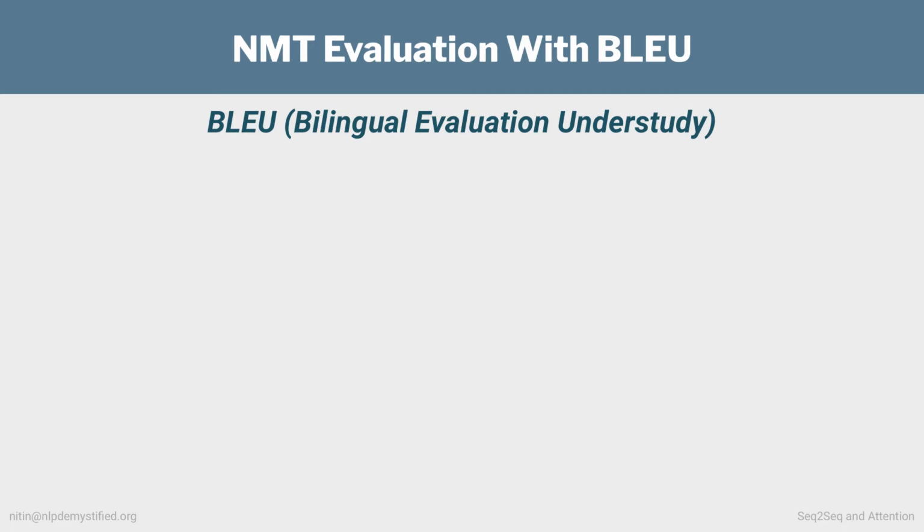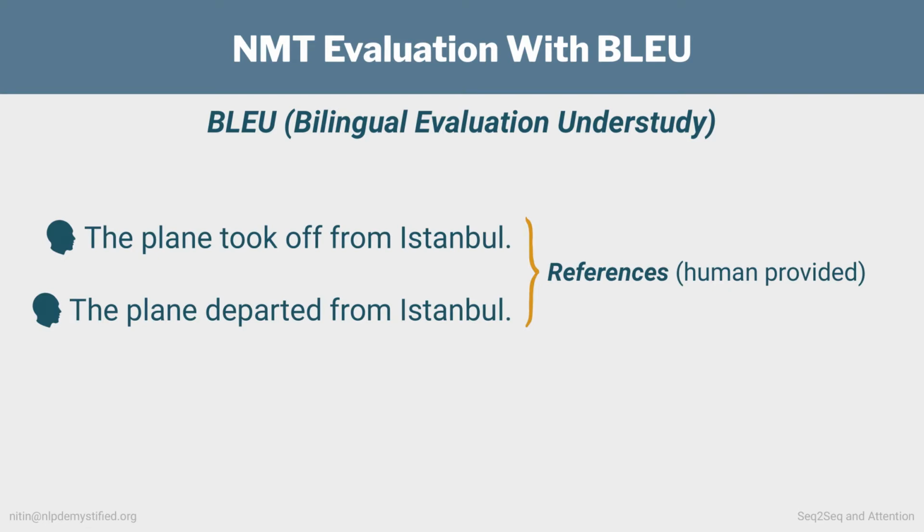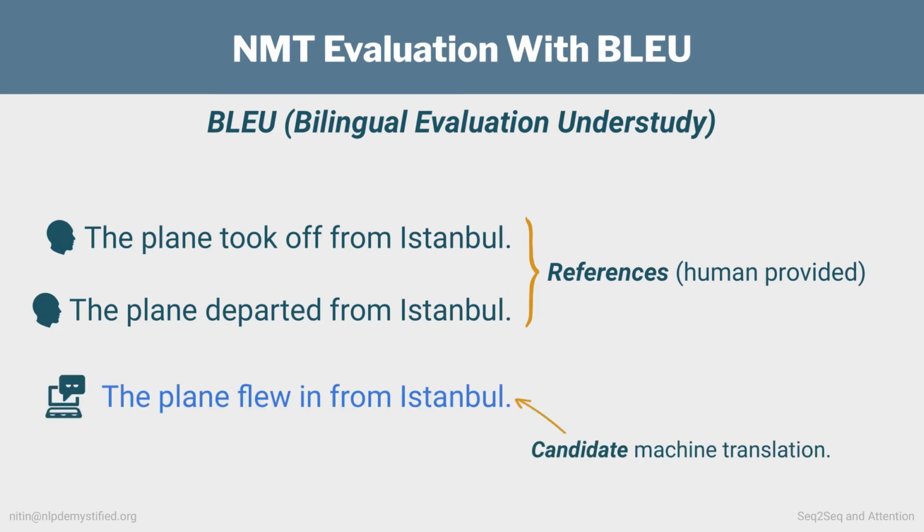So when that's infeasible, the most popular automatic method is called BLEU, which stands for Bilingual Evaluation Understudy. The idea is this: for a subset of source sentences, there will be reference translations provided by humans. So here we have 2 reference translations. The plane took off from Istanbul, and the plane departed from Istanbul. And there's also a candidate translation supplied by our translation system. Here the system offers the plane flew in from Istanbul.